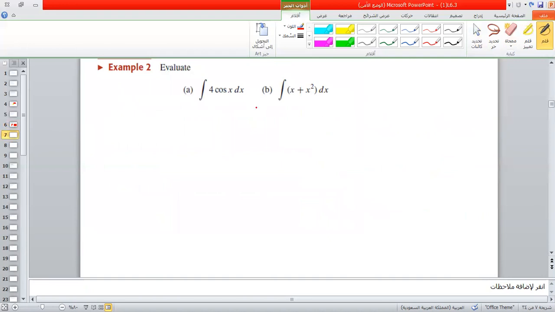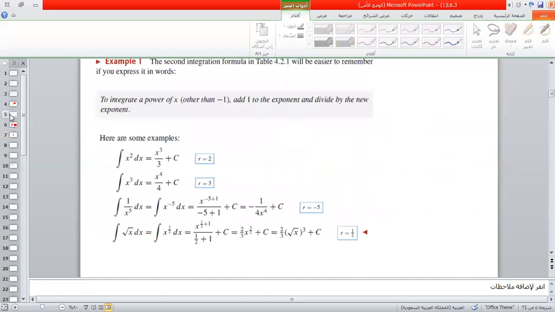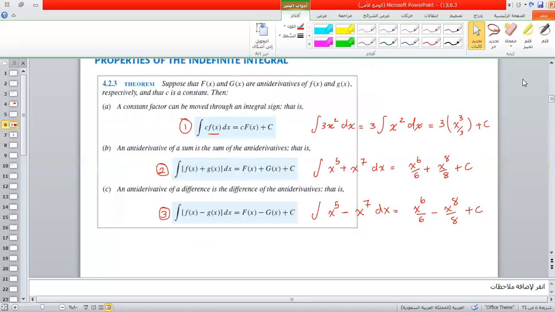What is C? C is the constant of integration. Do you remember the differentiation? What's the derivative of x to the power of 3?